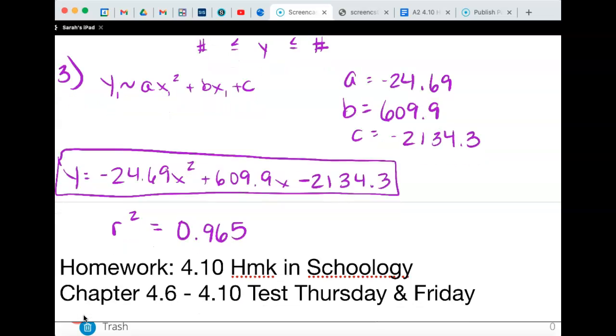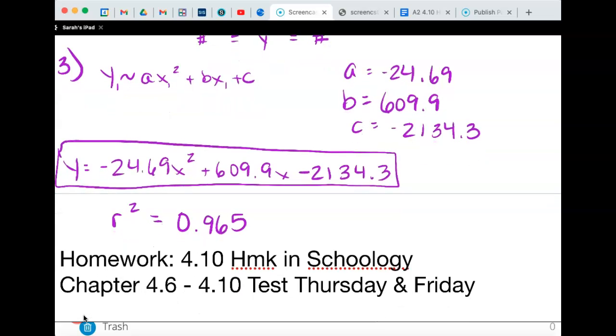Why is this different? Well, you probably typed something wrong. You have to have x squared.